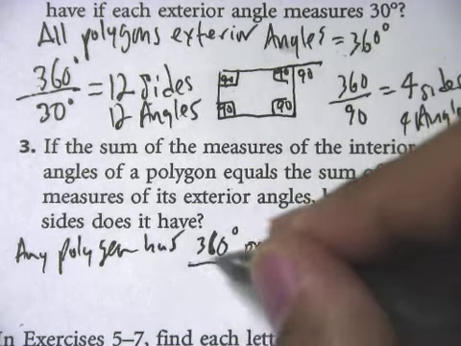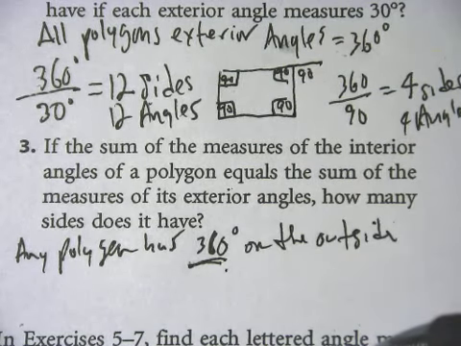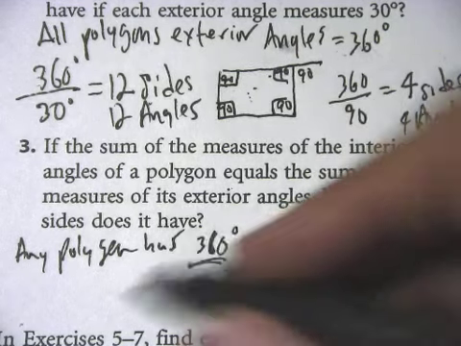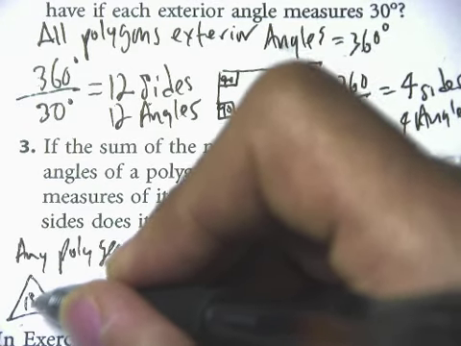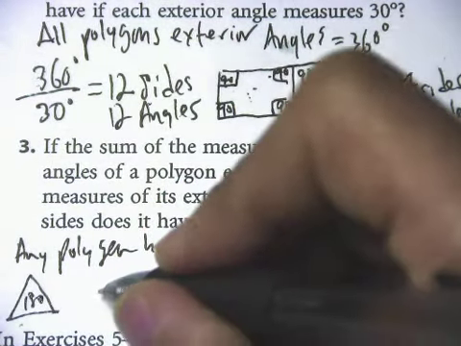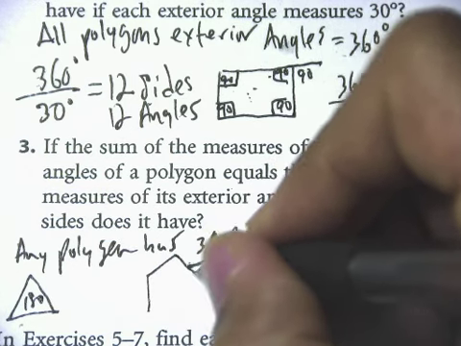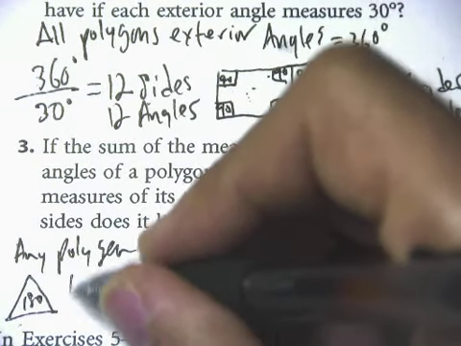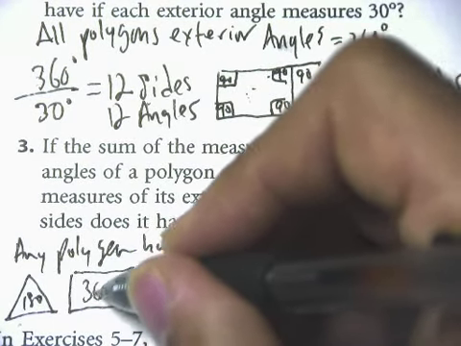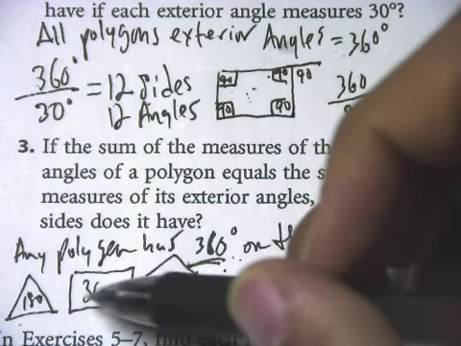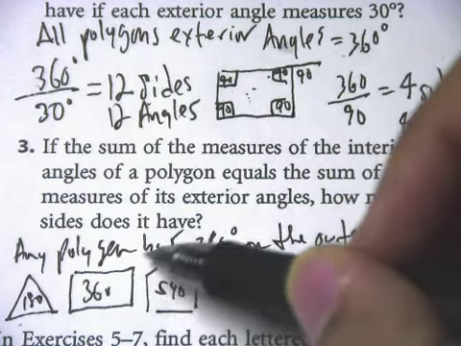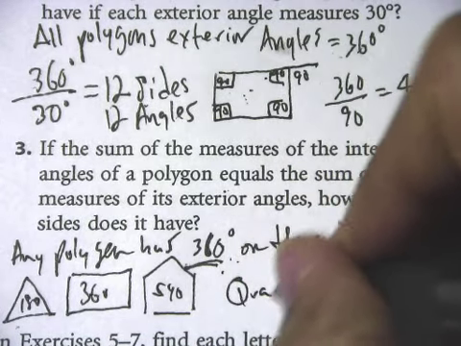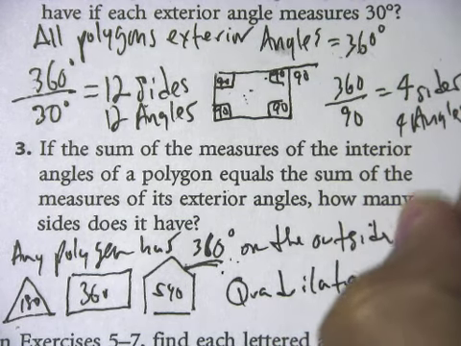Well, let me ask you a question. What polygon do you know has 360 degrees on the inside? As a matter of fact, it's staring you dead in the face: a quadrilateral. Because we know that a triangle has 180, and we know that a pentagon has 540. The only one that has 360 in it that we've talked about is a quadrilateral. So this quadrilateral has 360 on the inside, and it also has 360 on the outside. So our answer is, it's a quadrilateral.